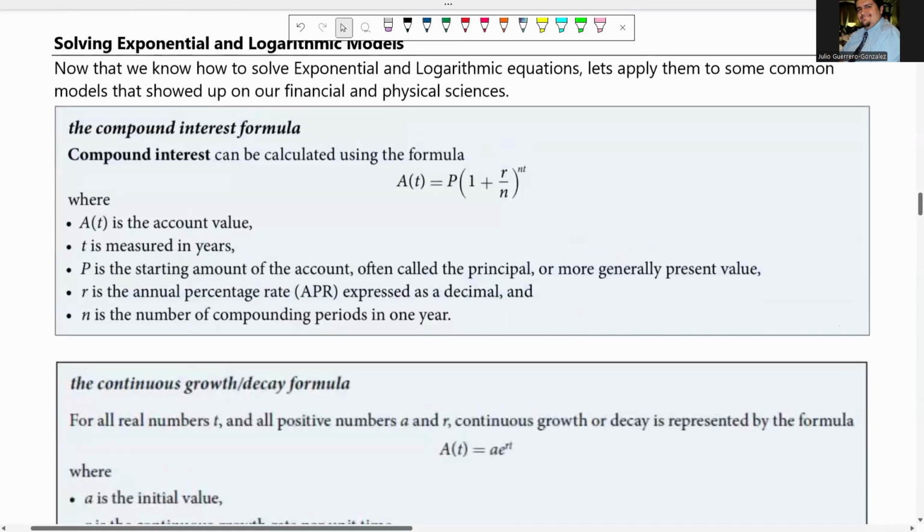Now let's get into exponential and logarithmic models. Hopefully you remember, when we first started doing exponential functions, there was a handful of functions that I gave you. In particular, the first one, the compound interest formula, was P times 1 plus r over n to the nt. And the next one down was the continuous one, which had the A e to the rt.